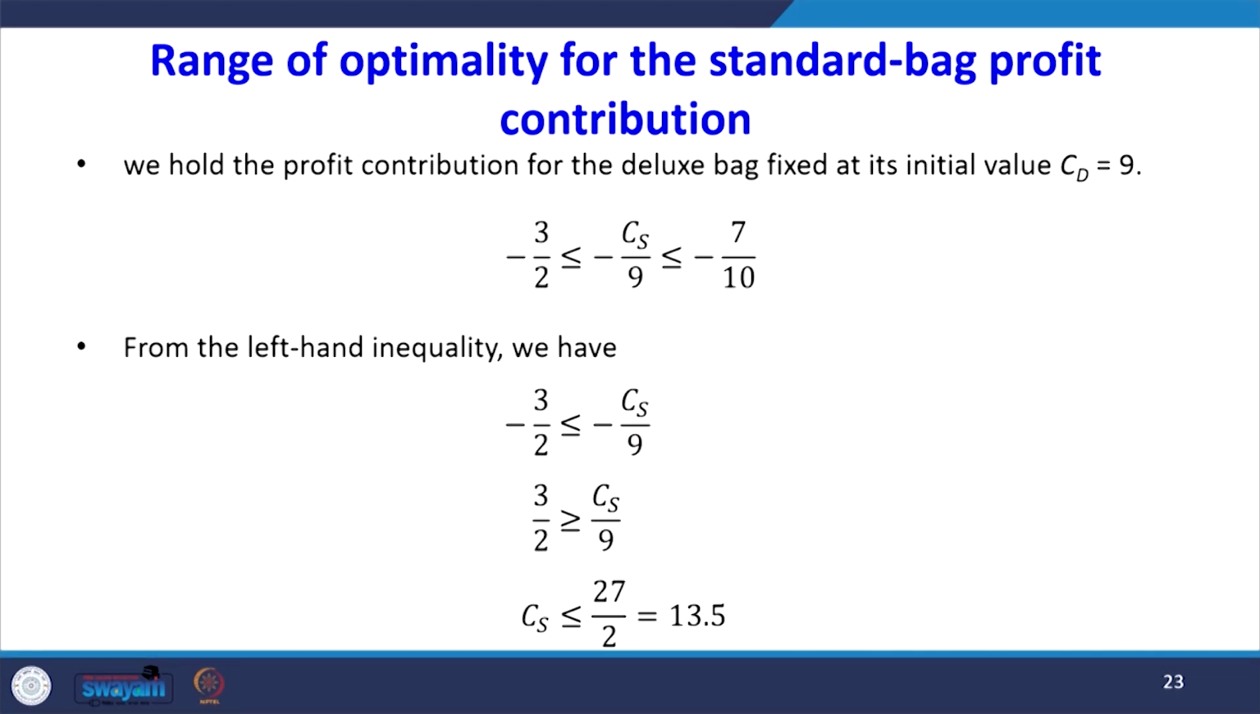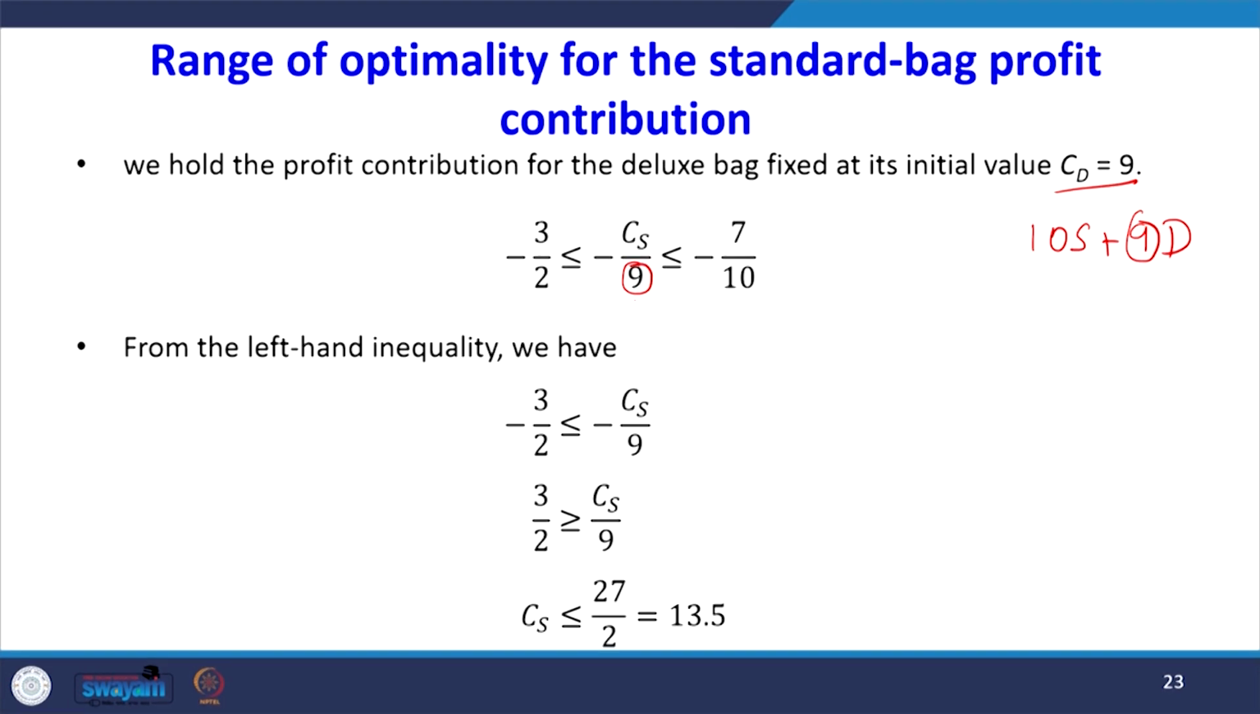We hold the profit contribution for the deluxe bag fixed at the initial value CD equal to 9. We know that the objective function is 10S plus 9D, so I am going to fix CD equal to 9. We know that minus 3 by 2 is less than or equal to minus CS by CD. Instead of CD, I have substituted the value 9, less than or equal to minus 7 by 10.